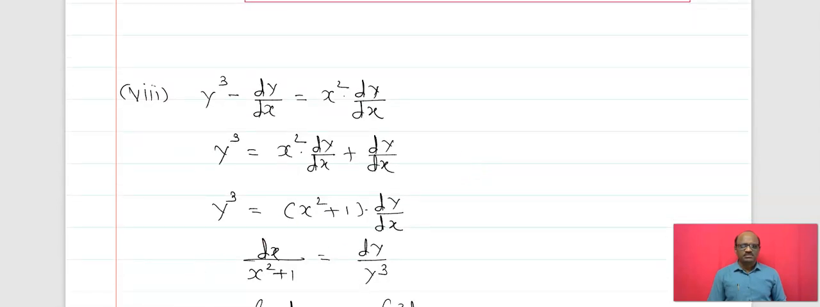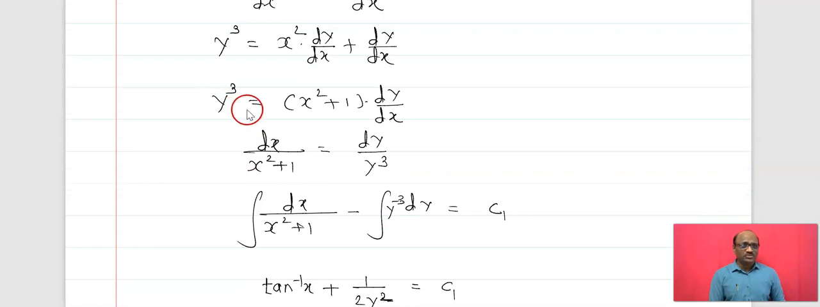Now the next problem, that is y cube minus dy by dx equals x square into dy by dx. Now bring the terms of dy by dx to the right hand side. Then you will get y cube equals x square into dy by dx plus dy by dx. Take dy by dx as common. Then you will get y cube equals x square plus 1 into dy by dx.